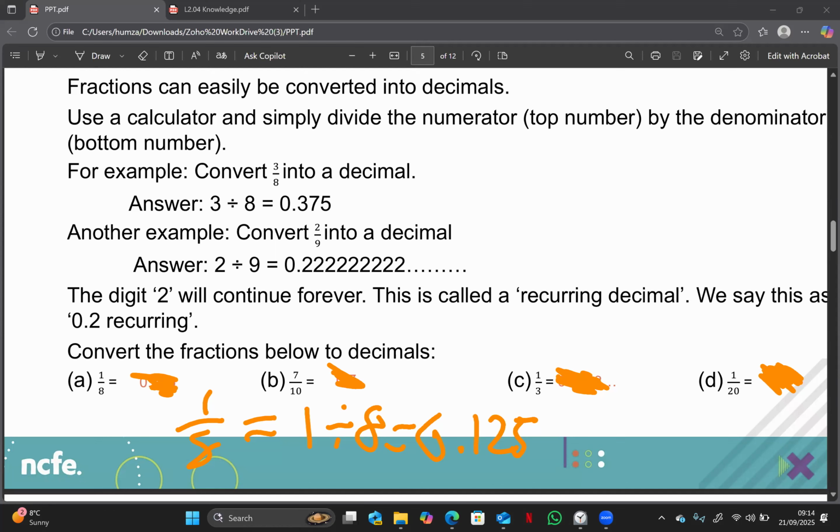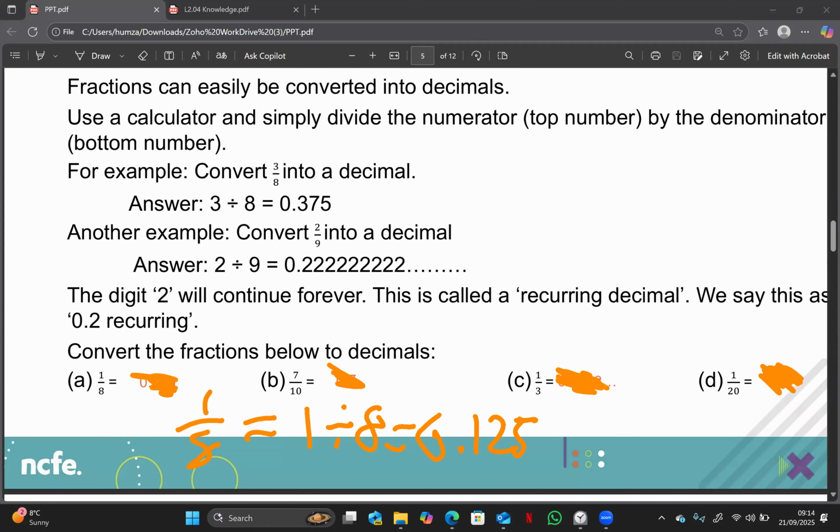So the second one is 2 divided by 9. No, no, B, sorry, B. This one. Oh, okay, sorry. Can you see it? 7 over 10. 7 divided by 10. Yeah, exactly. So what's the answer?